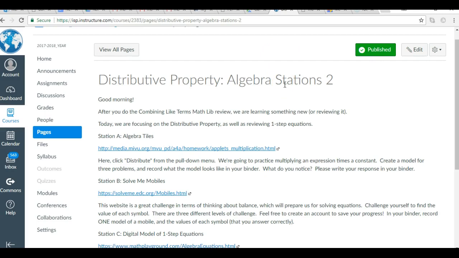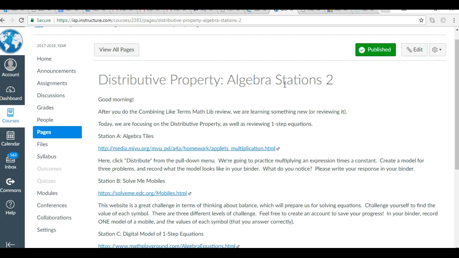Here we are learning something new called the distributive property. What you're going to do first in class today is an activity to review combining like terms. It's a math libs. It's supposed to be fun. I hope it's fun for you. Miss Soon understands the activity and will lead you through it.